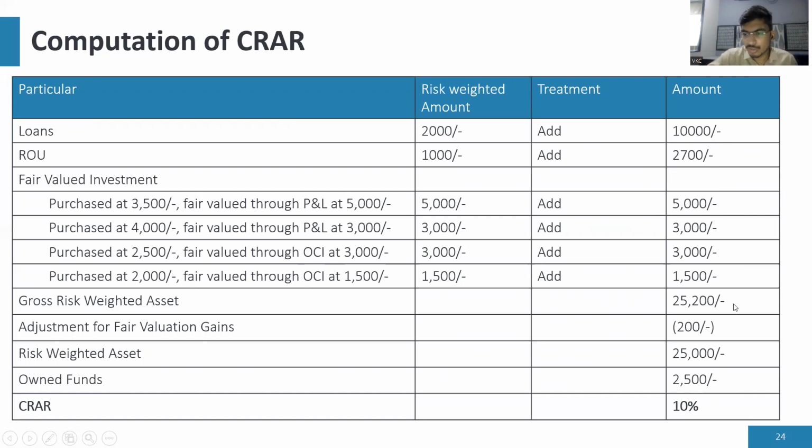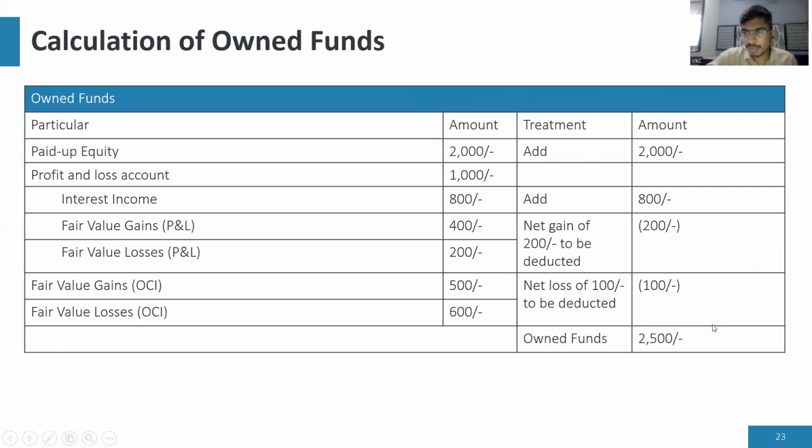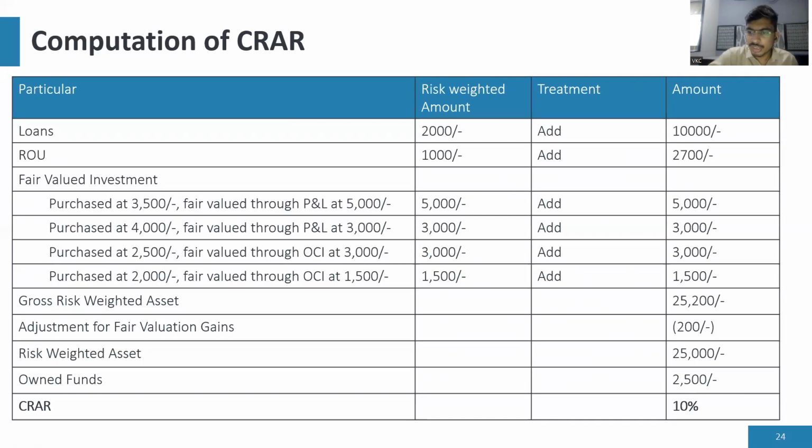When we talk about this 25,200, if you remember, in the previous slide there was a fair valuation gain of 200 that we deducted. Now this fair valuation gain of 200 would be deducted from your risk-weighted assets, because we have already deducted it from the net own funds. We do not want two impacts. So we'll deduct the fair valuation gain from net own funds and from the risk-weighted assets also. We'll get a total value of 25,000. We had own funds of 2,500 against it. Hence, we have a CRAR of 10%. That's how the entire calculation of CRAR would work out.